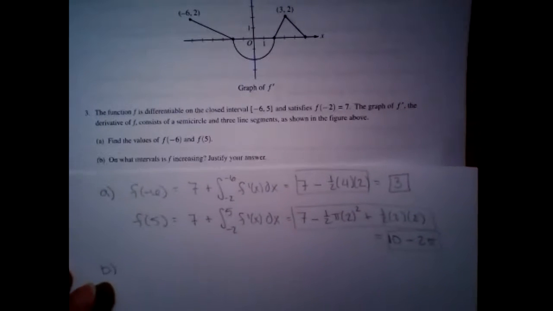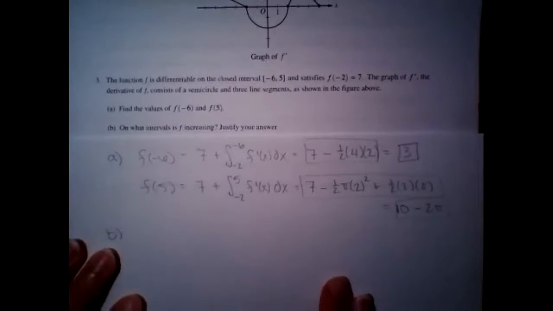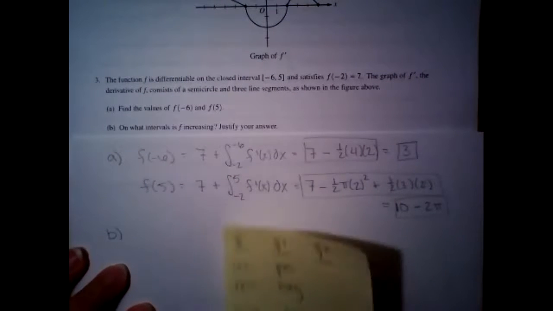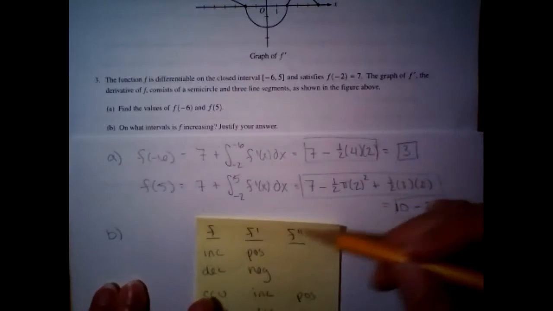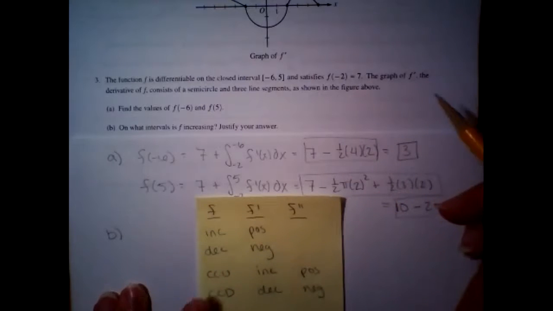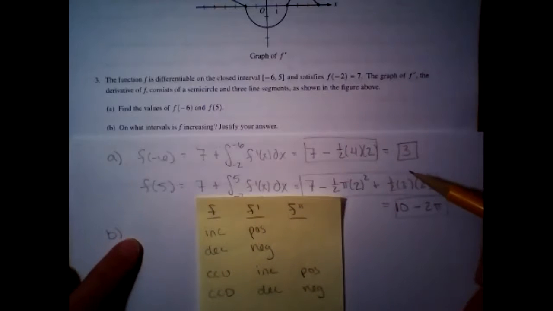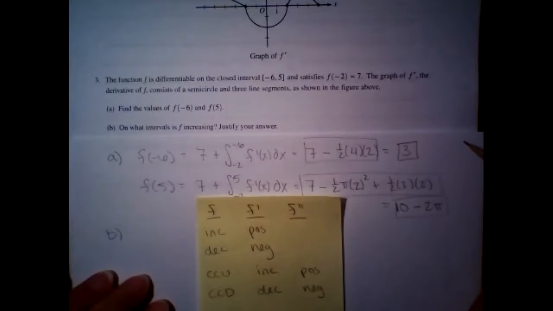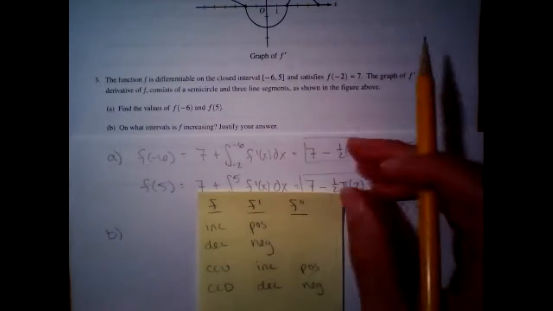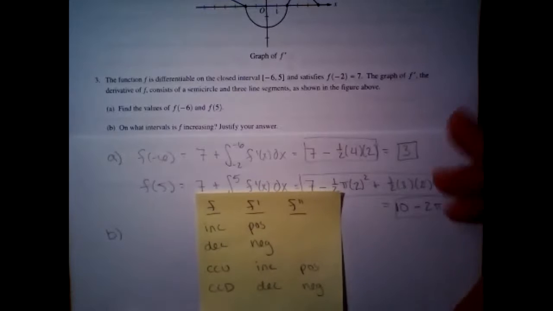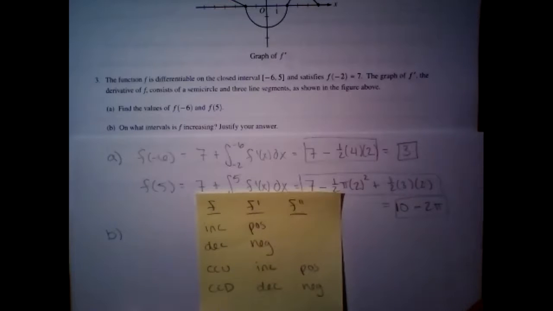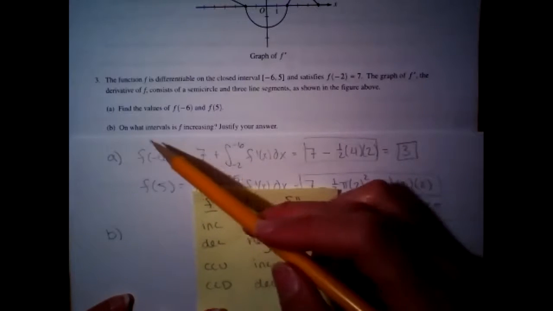All right, letter B. On what intervals is f increasing? Justify your answer. This comes straight from your sticky note. And if you got stuck on part A, you can still get part B. Again, they don't necessarily go easiest to most difficult. I think B is definitely easier than A. So if you read part A, don't get intimidated and fall apart on the rest of it and think you can't do it. Keep on going. It's my pep talk for you there.